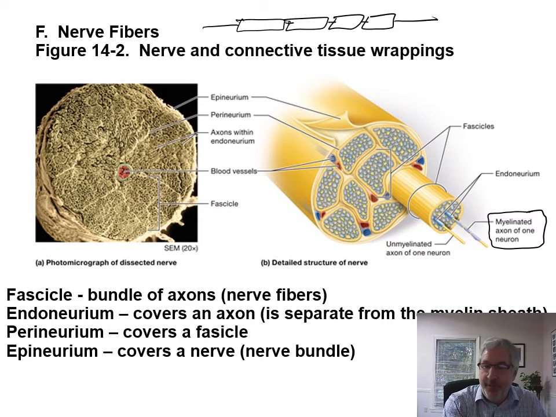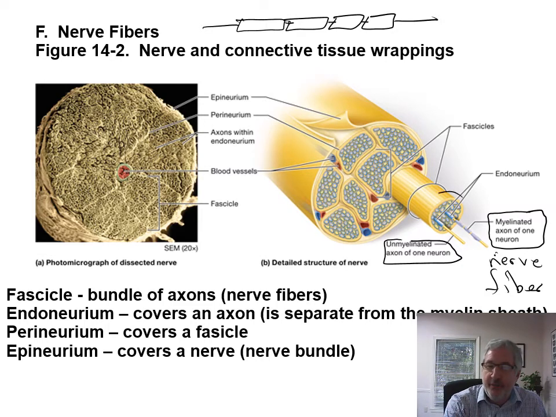Here would be an unmyelinated axon of one neuron. See, this one doesn't have Schwann cells on it. You could mix myelinated and unmyelinated axons within a bundle, and you have bundles of nerve fibers. So each axon is a nerve fiber. Then you can bundle them all into a single bundle, and I'm going to draw a little circle around that whole thing. So this is called a fascicle.